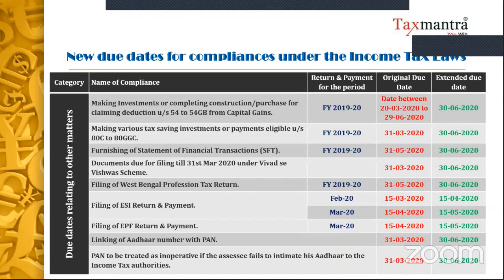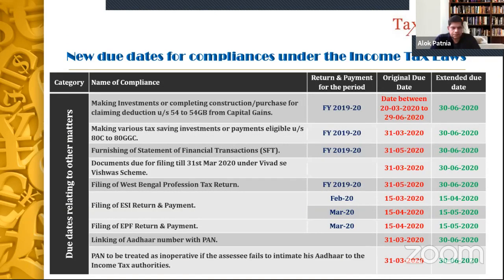Moving into the next sections, there's making investment or completing construction or purchase of assets for which deduction was earlier claimed under sections 54 to 54GB, covered under capital gains. For the financial year 1920, the earlier due date was 20 May to 29 June. Now it has been extended to the 30th June.